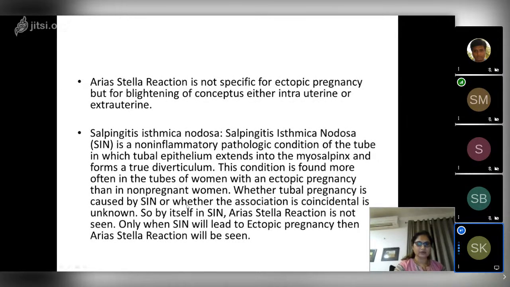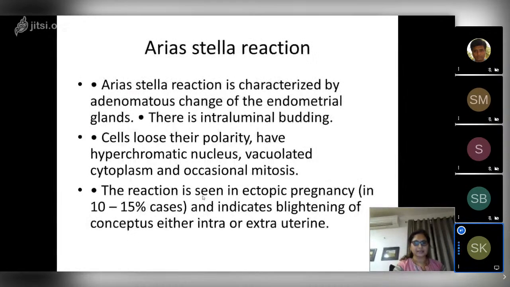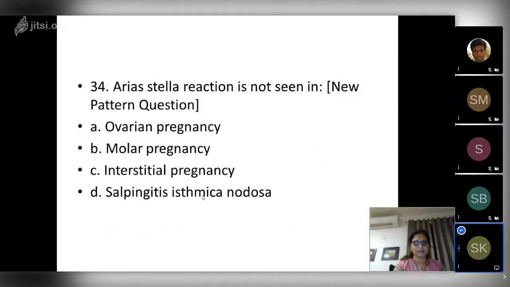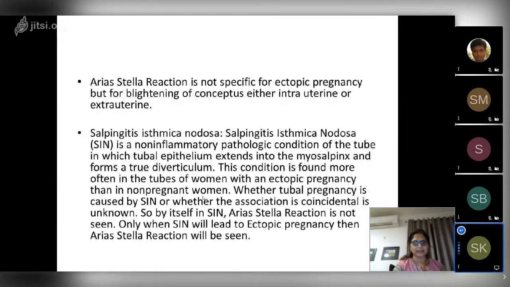Whether tubal pregnancy is caused by salpingitis isthmica nodosa or whether the association is coincidental is unknown. So by itself, SIN is not the condition which would give rise to Arya-Stella reaction, but SIN leading to ectopic pregnancy will then lead to Arya-Stella reaction. So according to this logic, the answer for that particular question is D, that is salpingitis isthmica nodosa. Okay. Even in some cases of molar pregnancy and in cases of interstitial pregnancy, which is again a form of ectopic pregnancy, there will be Arya-Stella reaction.